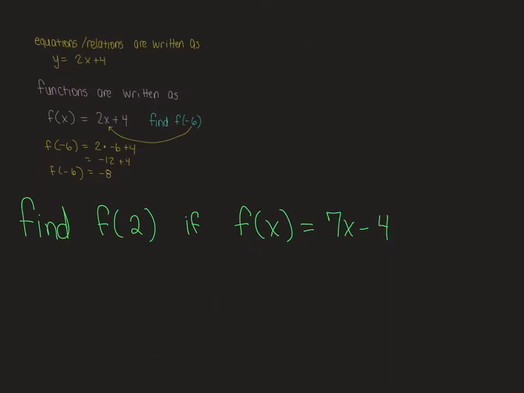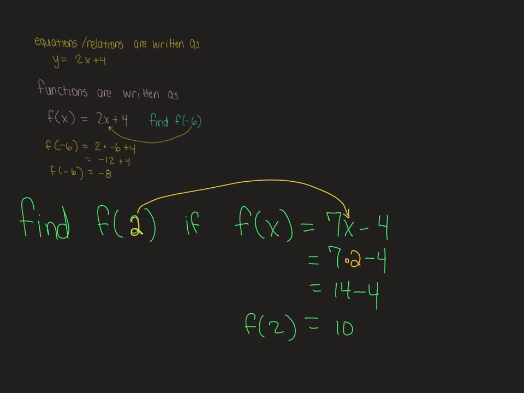Here's your first question of the video. Find f of 2 if f of x is equal to 7x minus 4. Did you get an answer of 10? f of 2 is equal to 10.